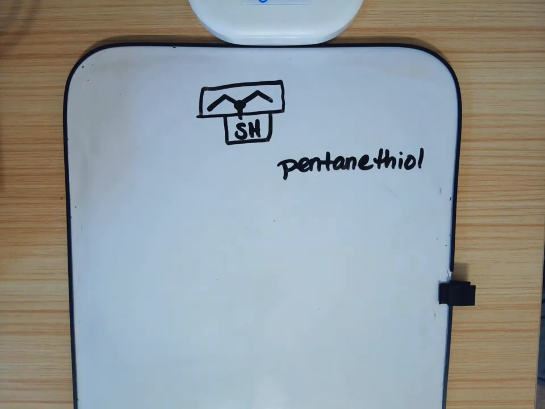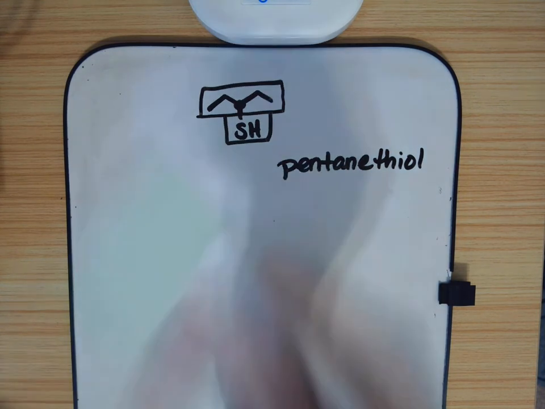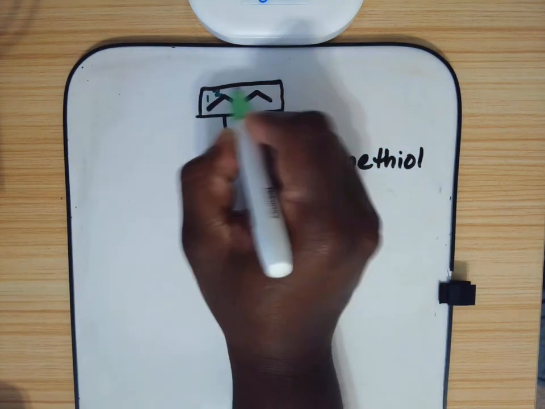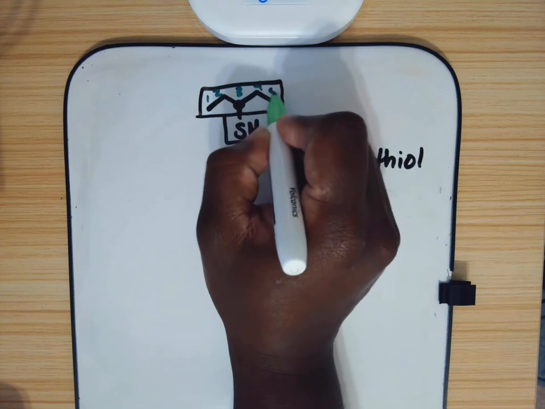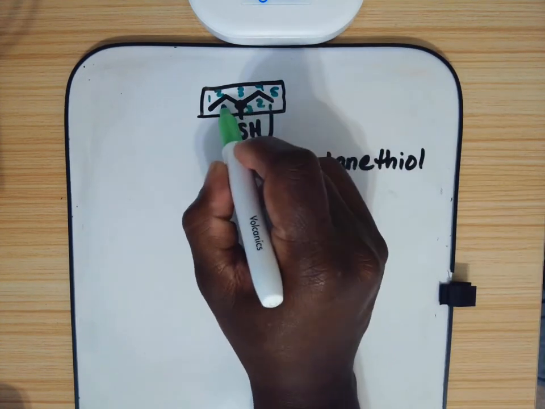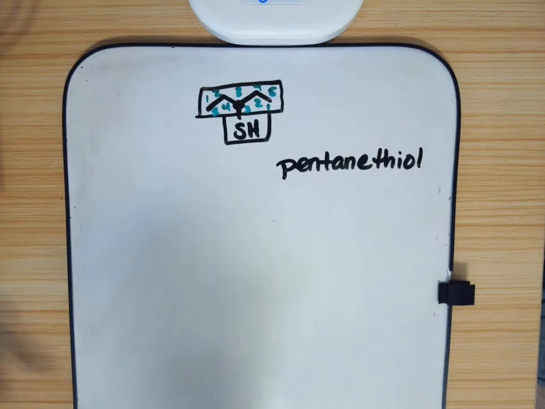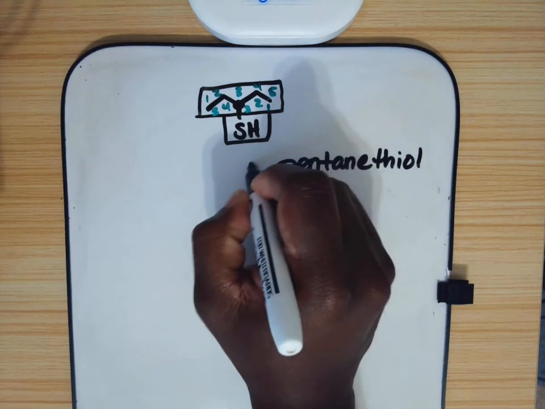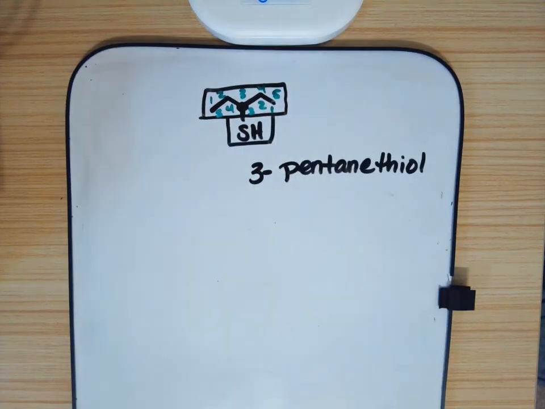So again, we can number that chain in both directions. We can number it from left to right, which will place that thiol on carbon 3. We can number it from right to left, which again will place that thiol on carbon 3. So once we know where the thiol is located, we simply indicate that location in front of the parent name. So for this molecule, we simply have 3-pentane thiol.